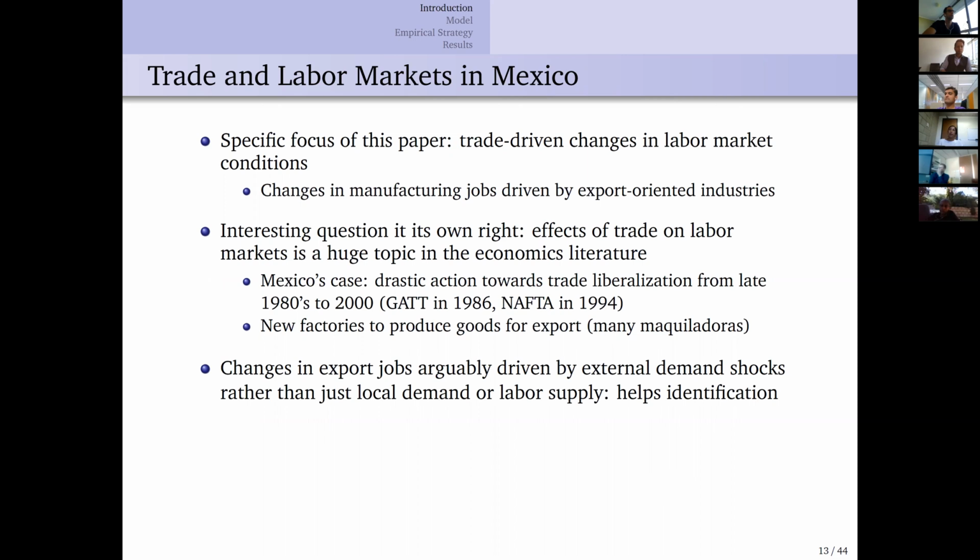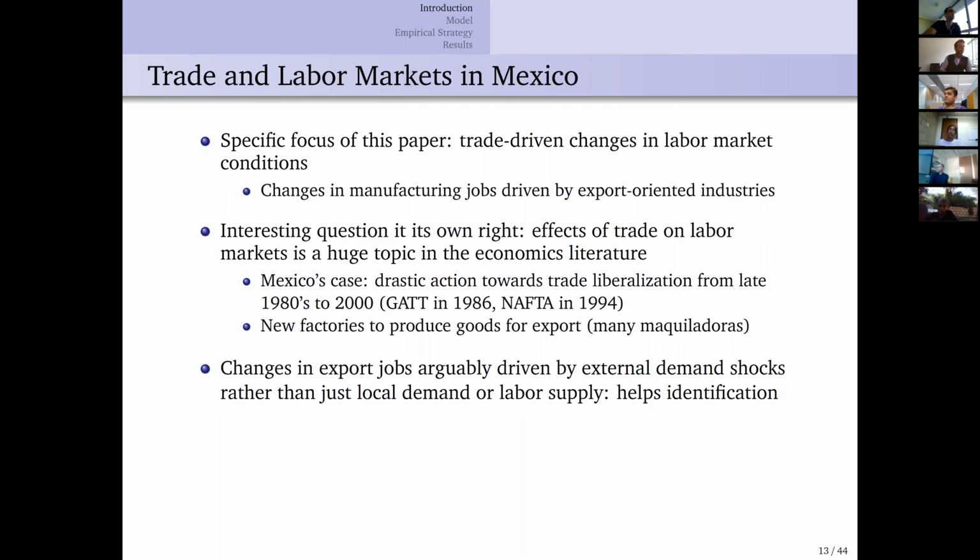But the other reason we want to look at these trade-driven changes in labor market conditions is because these export jobs are arguably driven by things that are external to the location. So external demand shocks are an important driver of export jobs. I'm not saying it's the only driver.